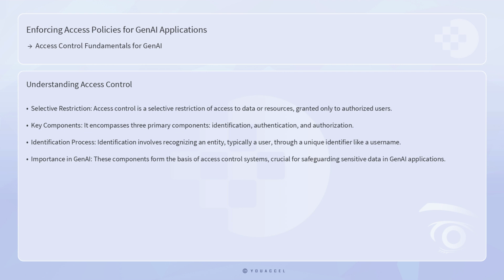Identification involves recognizing an entity, typically a user, through a unique identifier like a username. Authentication follows, requiring the user to prove their identity, often through passwords, biometric verification, or cryptographic keys. Finally, authorization determines the extent of access granted to the authenticated user based on predetermined policies. Together, these components form the basis of access control systems, which must be rigorously implemented and maintained within GenAI applications to safeguard sensitive data and intellectual property.